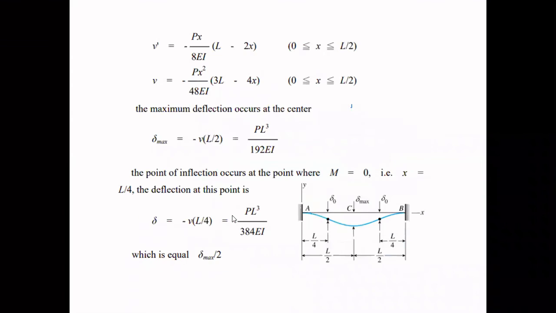Now, in this way, delta max will be at the center, and on putting the value of L by 2 over here, it will give PL cube by 3. In place of x, we will be putting the value L by 2. So on putting the value, V dash will be equal to PL cube upon 192 EI, and this is the maximum deflection. Sorry, in this case, because this is a slope equation and this is a deflection equation, on putting the value of L by 2 in the deflection equation, we'll get simply the deflection at L by 2, and we know the maximum deflection occurs at a distance L by 2 from each end. So this will become PL cube upon 192 EI.